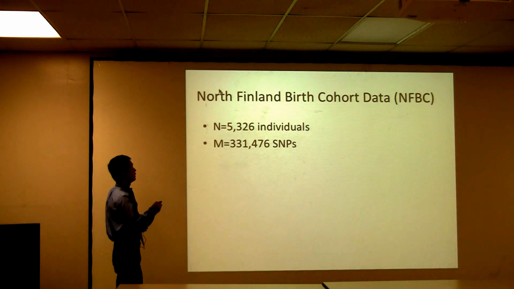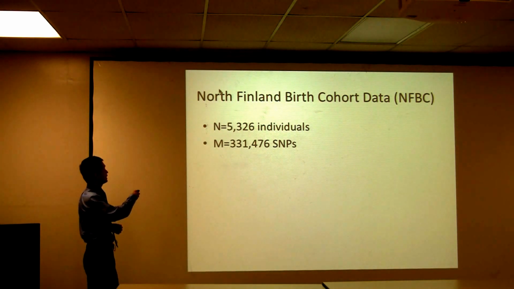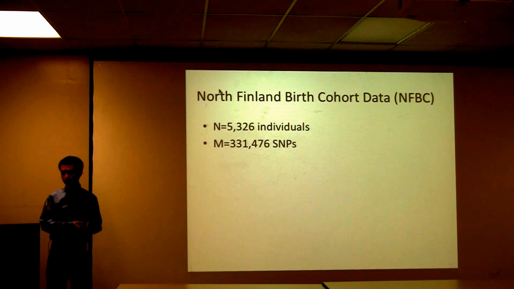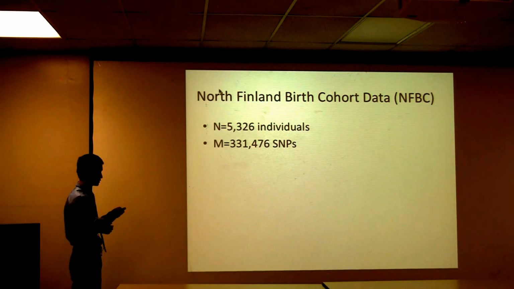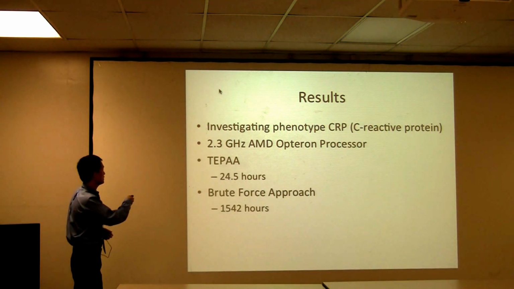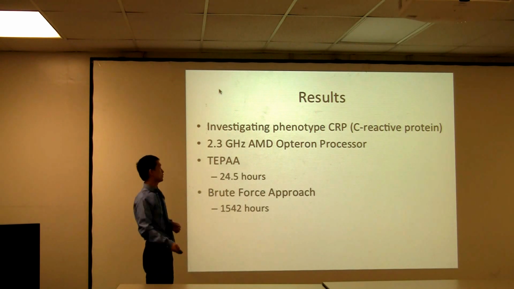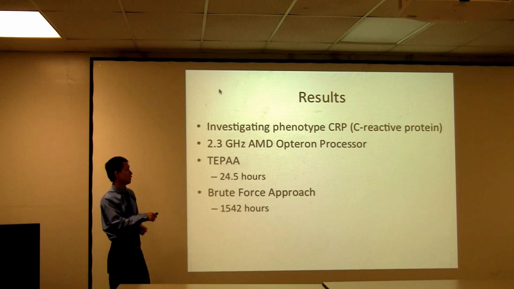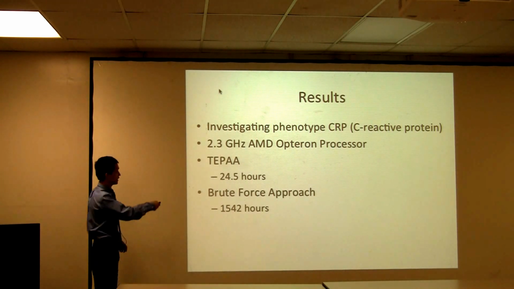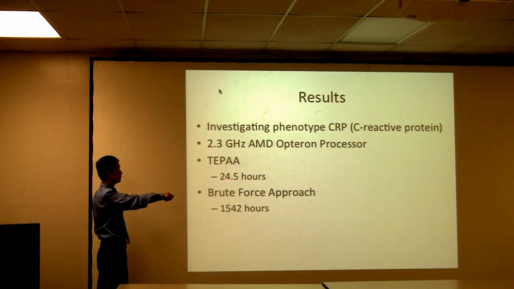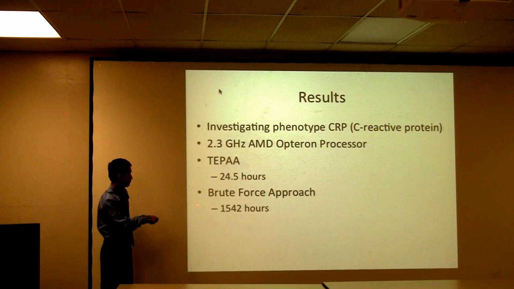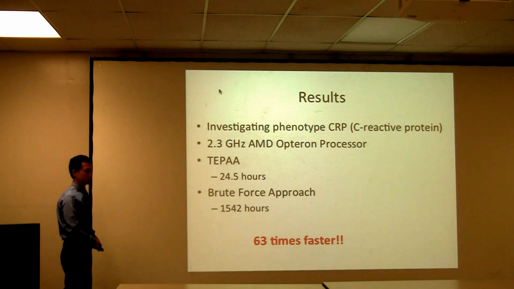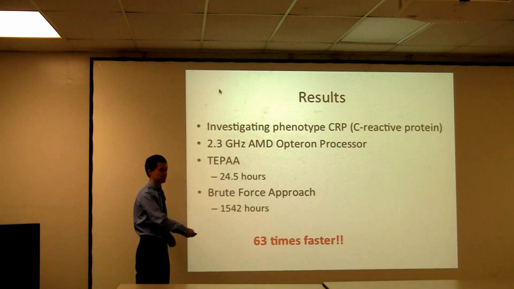We applied the framework to a data set, which is the North Finland birth cohort data, which has 5,000 individuals and 330,000 SNPs. We investigated the phenotype C-reactive protein, and we ran the method on a 2.3 GHz AMD Opteron processor. The method TEPA, which is our method, takes 24.5 hours to finish, and the brute force approach takes 1,542 hours. So we can see our method is really 63 times faster.